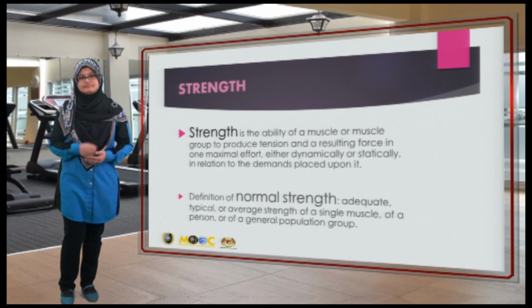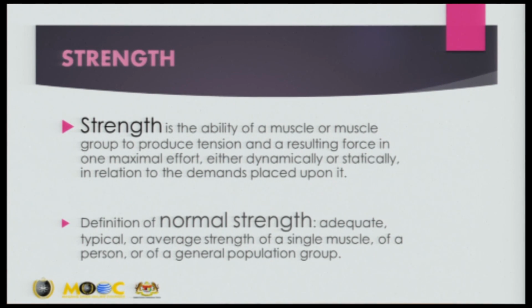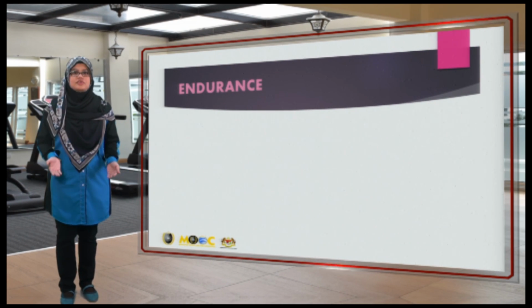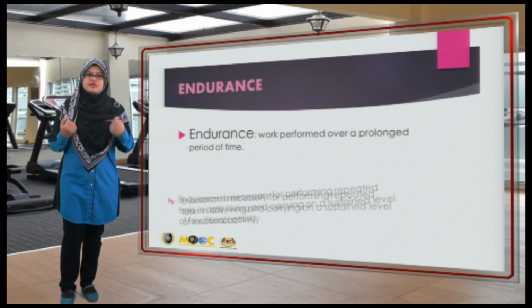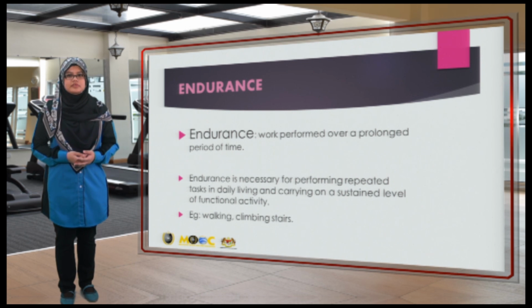What is strength? Strength is the ability of a muscle or muscle group to produce tension and a resulting force in one maximal effort, either dynamically or statically, in relation to the demands placed upon it. The normal strength can be defined as adequate, typical, or average strength of a single muscle of a person or of a general population group. For example, you and me don't have any injury or disease, so our muscle strength is considered normal if the strength is adequate to perform our daily functional activity.